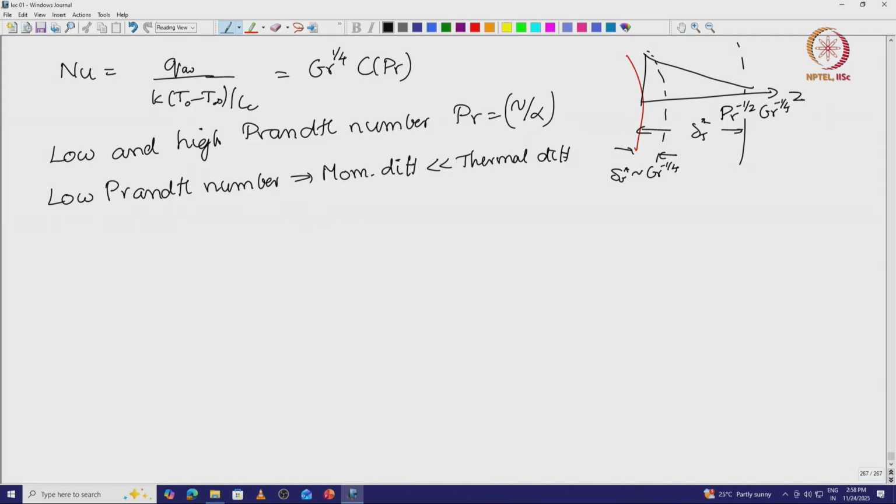Can that tell us what is the scaling of the Nusselt number with the Grashof number and the Prandtl number? This I will continue in the next lecture. So far, we have reduced this to just the Nusselt number as Grashof number to the 1/4 times some function of the Prandtl number, and we are trying to look at different situations where the Prandtl number is either small or large. I will continue this in the next lecture to look at the specific cases of high and low Prandtl number.